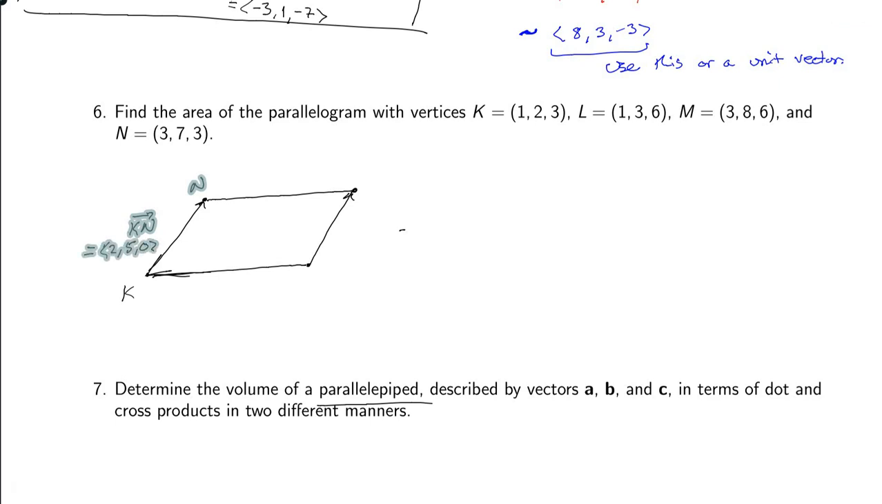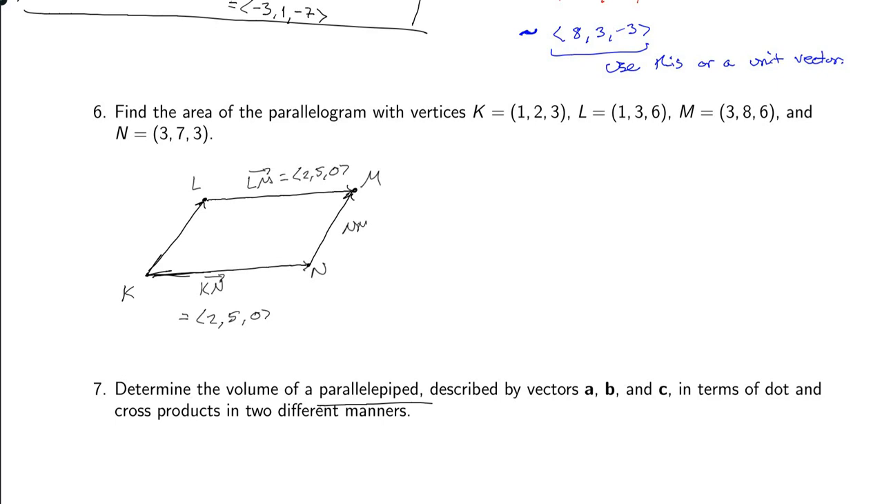So you always need to start by checking that you've got things in the correct order for this. So K, L, M, N, I believe, should do just fine for us. So let's check now. K to N is 2 in the x direction, 5 in the y direction, 0 in the z direction. L to M is 2 in the x direction, 5 in the y direction, 0 in the z direction. There we go. That's what we're expecting. They should be exactly the same.